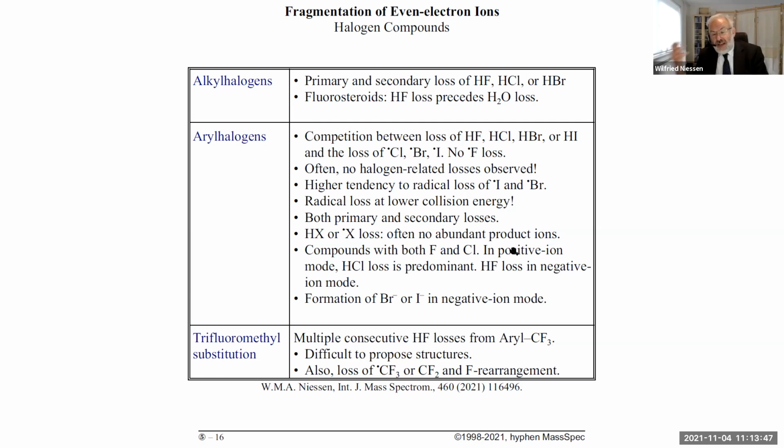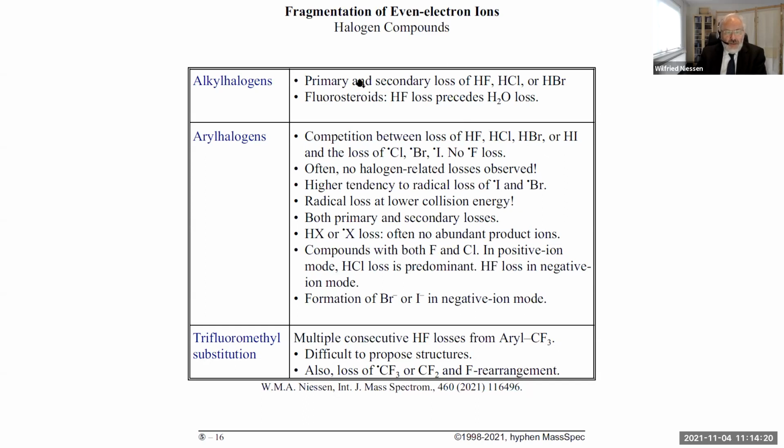So let's move to the second part of this. And the second part is on compounds with halogens. If you have alkyl halogens, so the halogen is on an aliphatic side, you can see primary and secondary losses of HF, HCl, or HBr. I don't have any examples for HI, so I can't tell, but most likely that will happen again.